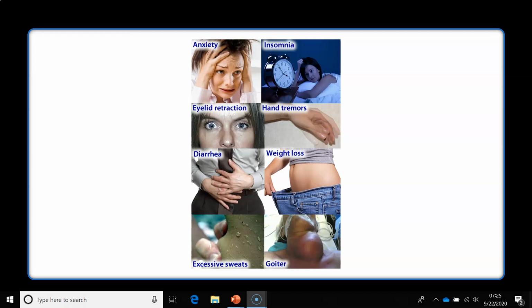But you also see the goiter. Now, the goiter in this picture here, if you look at it, you can see that that's pretty significant. Most of them are not that significant. They're caught earlier than that. These people have a lot of problems with anxiety.